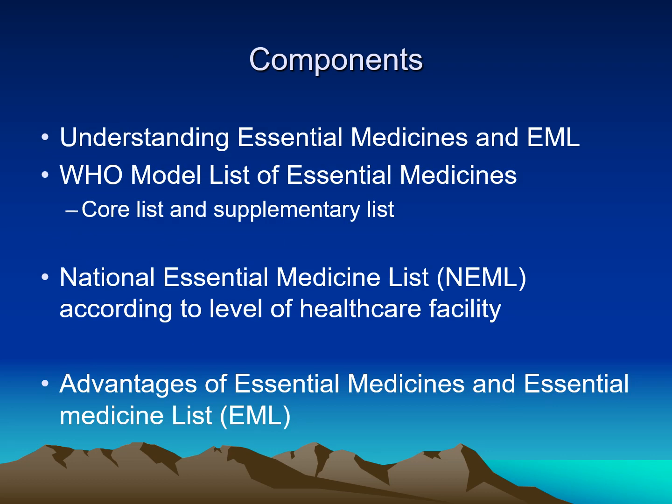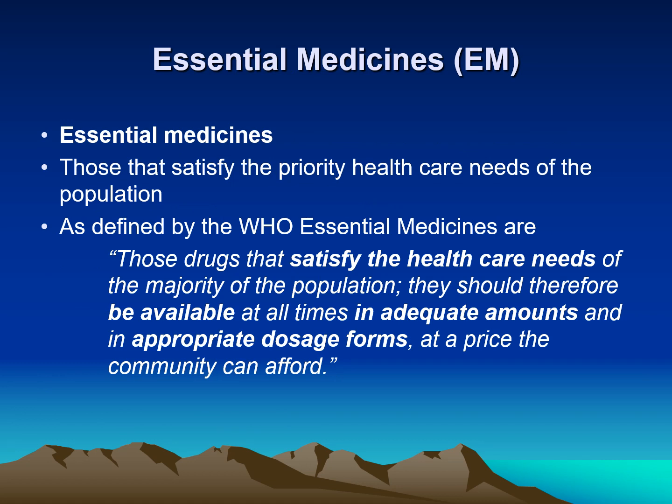The components of part 1 discussion are understanding essential medicines and essential medicine list. Then, what is a WHO model list of essential medicines? What is the national essential medicine list in India? And what are the advantages of use of essential medicine? Now, essential medicines are those that satisfy the priority healthcare needs of the population. WHO defines essential medicines as those drugs that satisfy the health care needs of the majority of the population.